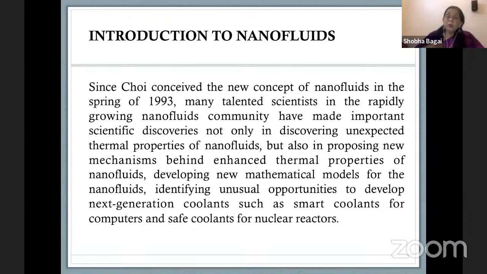Along with the experimentation, naturally new mathematical models had to be developed, which complemented what was being found, or which were in the same line as the results obtained through experimentation. And with these nanofluids came the generation of smart coolants for computers and for nuclear reactors, because they suddenly found that the efficiency of cooling these machineries can be increased manifold if, instead of a conventional fluid, a nanofluid is used.